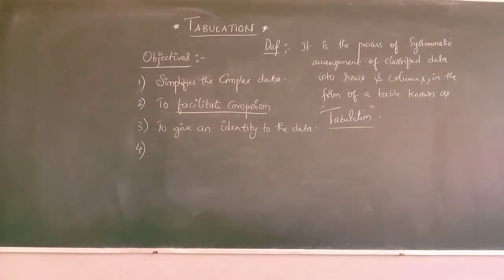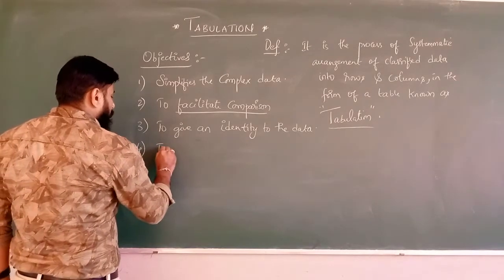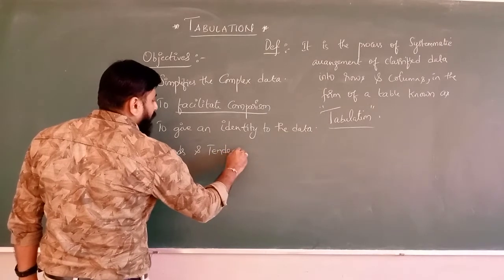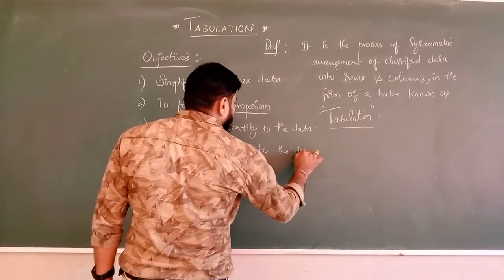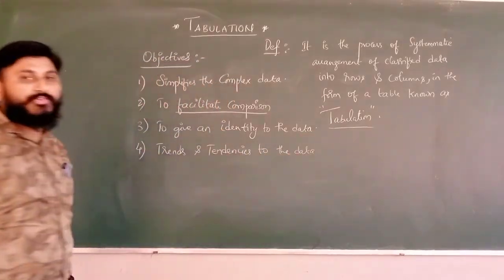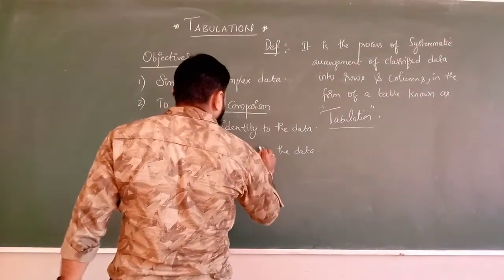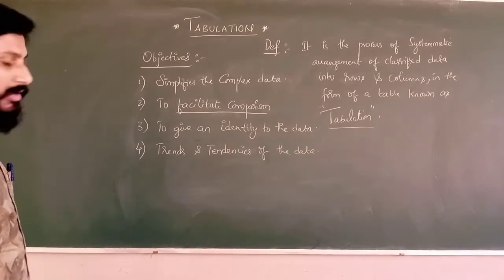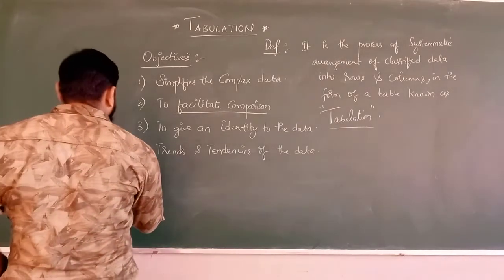So next point is to reveal the trends and tendencies of the data. Even this point also you might have frequently observed. It follows trends and tendencies of the data. Next, the fifth one is for diagrammatical and graphical representation, a tabulated data is essential.